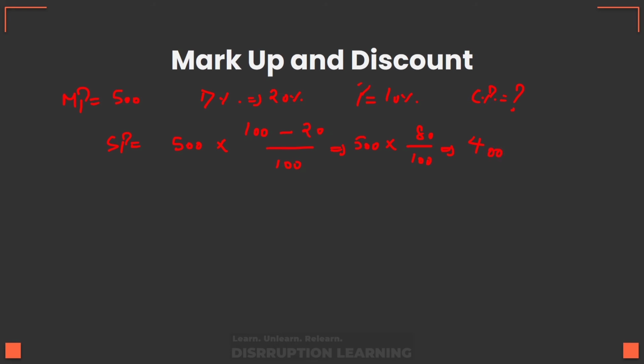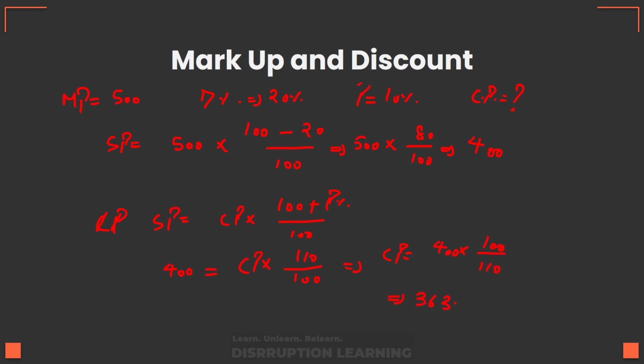While the cost price would be something like this. We know that selling price is equal to cost price into (100 plus profit percentage) divided by 100. So 400 would be equal to CP into (100 plus 10) divided by 100, which is 110 divided by 100. So CP would be 400 into 100 divided by 110, and this would turn out to be somewhere around 363 rupees.